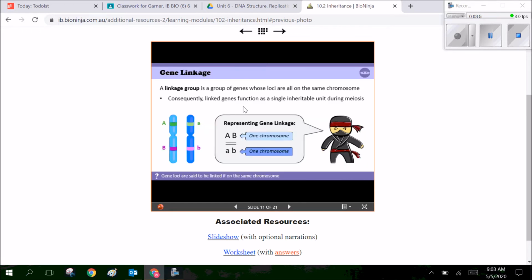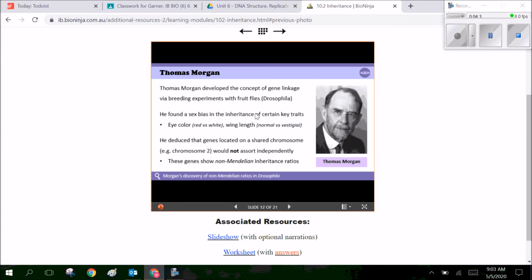Good. Then we talked about the fact that you can have patterns that differ from Mendel, right? So we have the linkage group, which is where on one chromosome you have capital A, capital B, and on the other one you have lowercase a, lowercase b. And you basically have to inherit them together. So when we look at a linked pair, Thomas Morgan was the guy that figured this out, and he did this with flies.